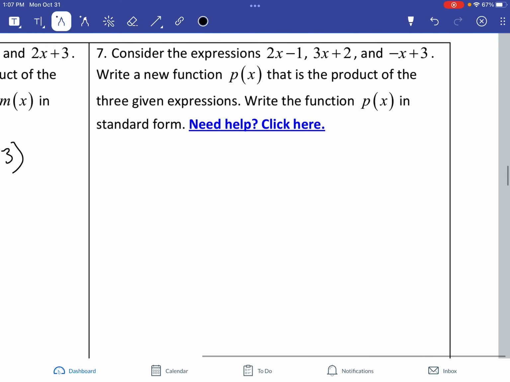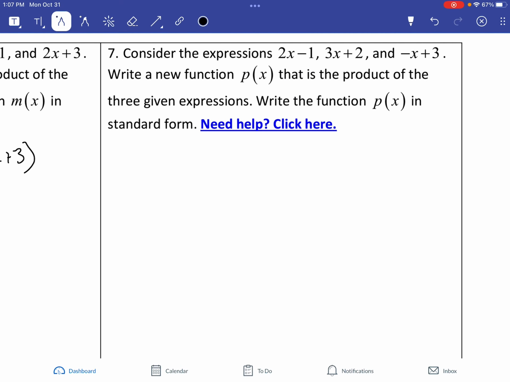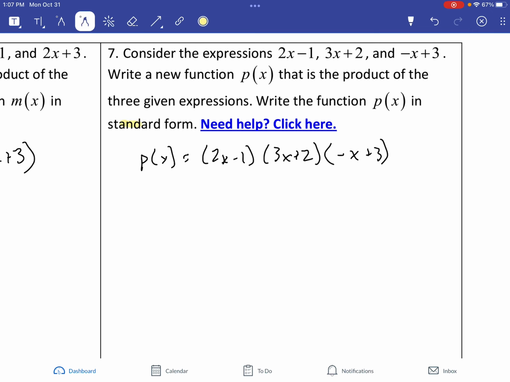Next, same idea. We have a new function from 2x minus 1, 3x plus 2, and negative x plus 3. We call it p of x. We have 2x minus 1, 3x plus 2, negative x plus 3. But again, it says standard form, so we have to multiply all these things out.